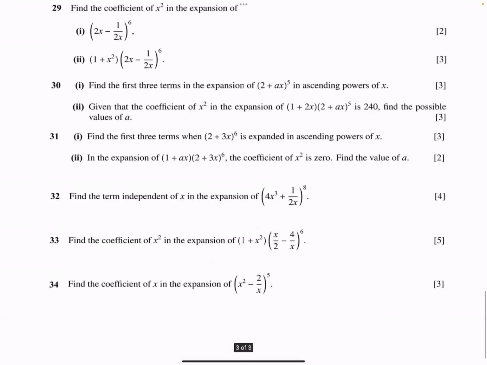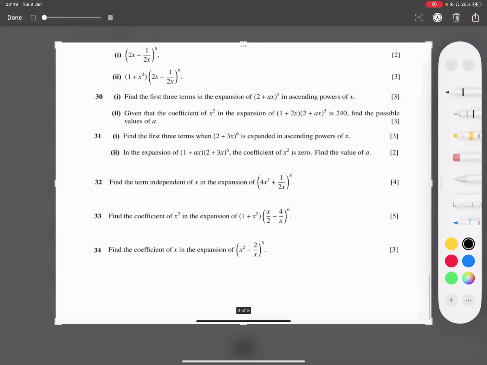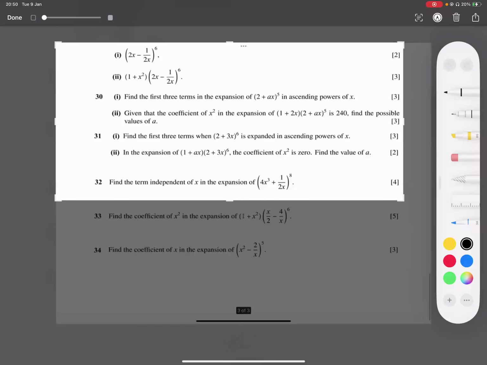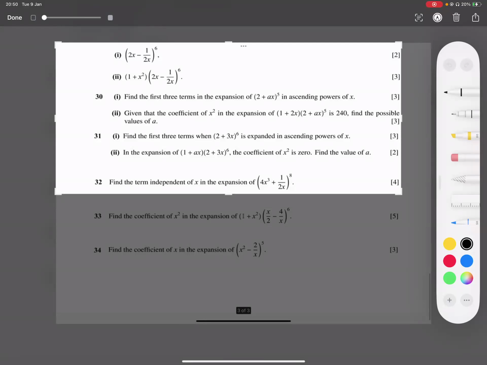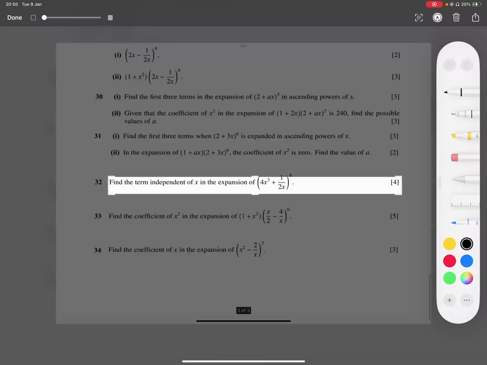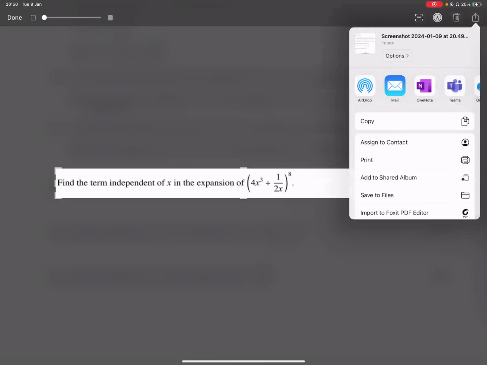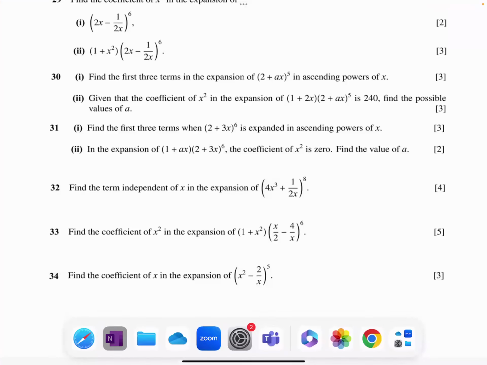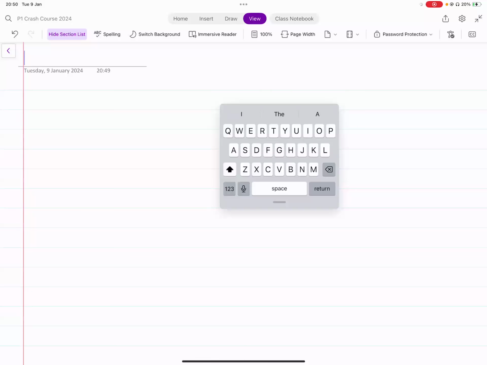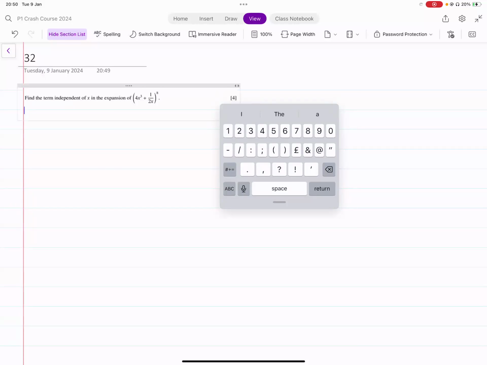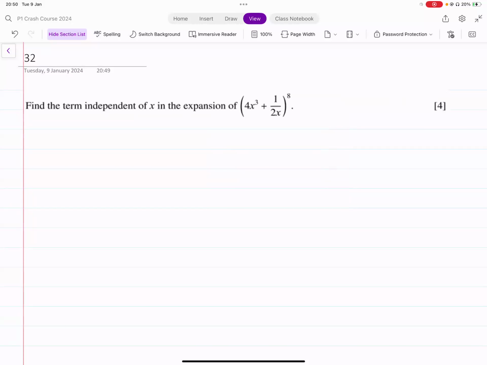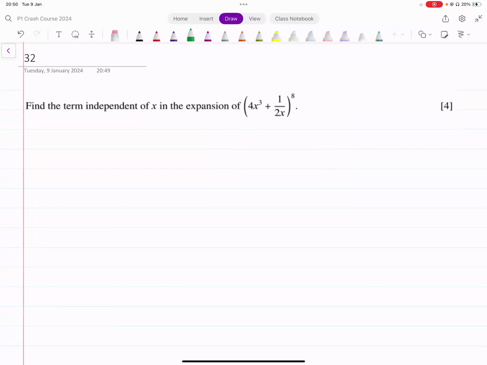Let me show this with another example. Let's say we have this expansion now, question number 32 from the worksheet. Let's see how we can apply that same method to this as well. Okay, so it says, find the term independent of x, the expansion of this.